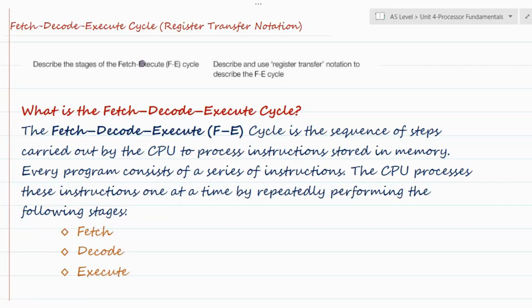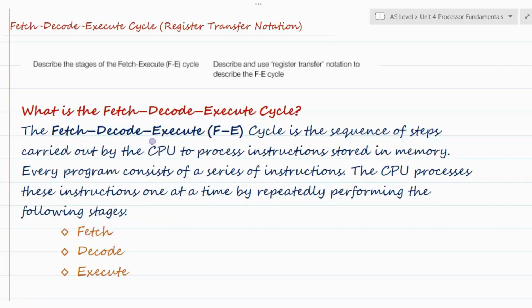By the end of this video, you'll be able to understand all the stages of the fetch, decode, execute cycle, the role of important registers in fetch, decode, execute cycle, and register transfer notation. So let's get started. First of all, what is fetch, decode, execute cycle?